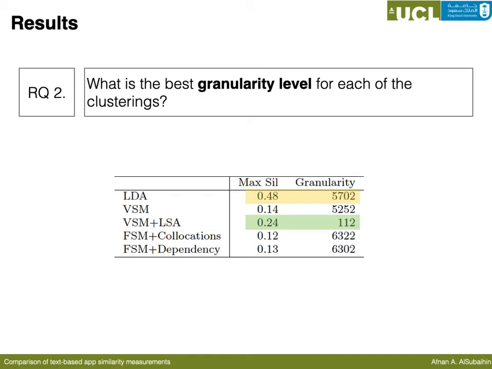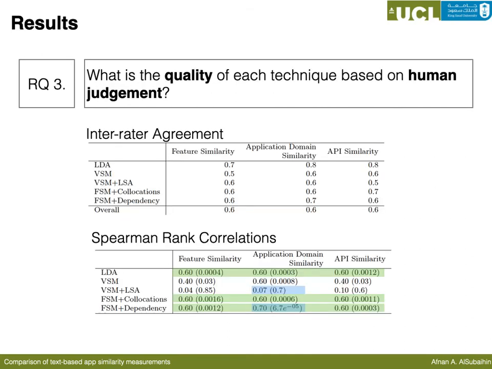The best granularity level for each of the techniques: we find that LDA can produce the highest silhouette among each of these techniques at the granularity level 5700. We also note that VSM with LSA produces a passable silhouette score with a coarser granularity than each of these techniques. What is the quality of each of these techniques based on human judgment?